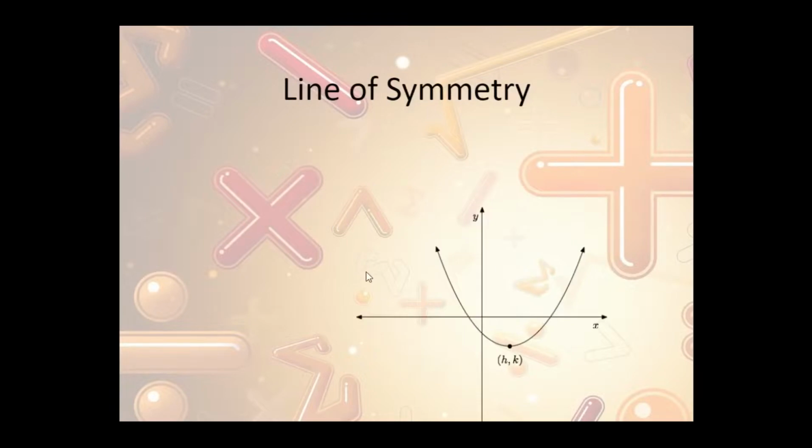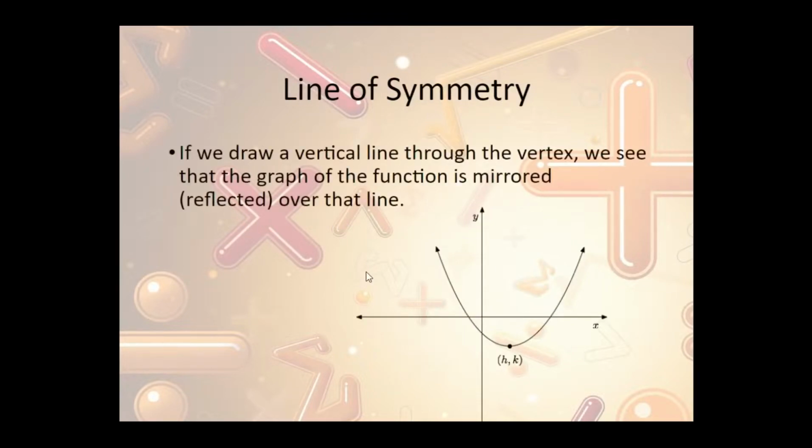Now the line of symmetry. So if we draw a vertical line right through the vertex, right through here, we should be able to see a mirrored image. So if we look here, here's my vertical line right through the vertex, and notice this point here and this point here should be exactly the same distance from this line. If I pick any other point, this one and this one, they should be exactly the same distance from the line of symmetry. So it's reflected. If I were to take this and flip it over, it should land directly on this one. So this is our line of symmetry.